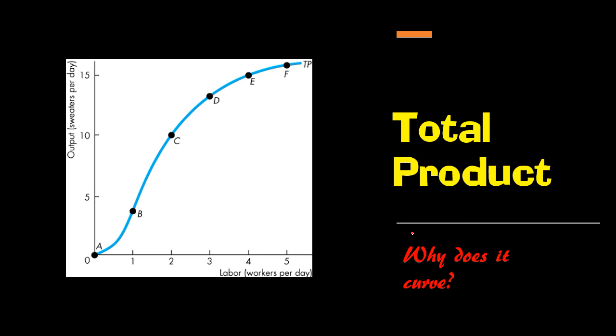B to C is bigger than C to D, which is bigger than D to E, which is bigger than E to F. Each worker we hire is giving us less of an increase. They're giving us more, but they're giving us less more.